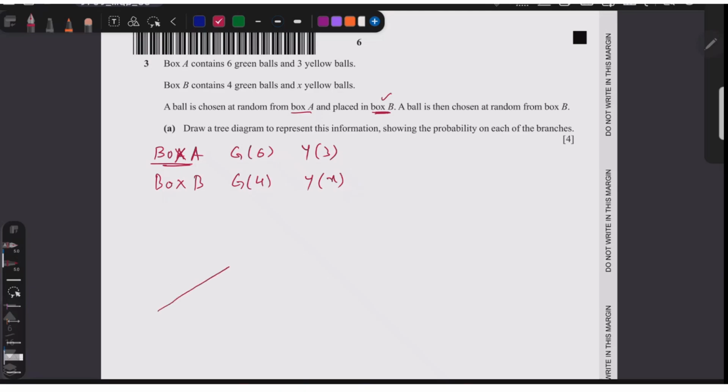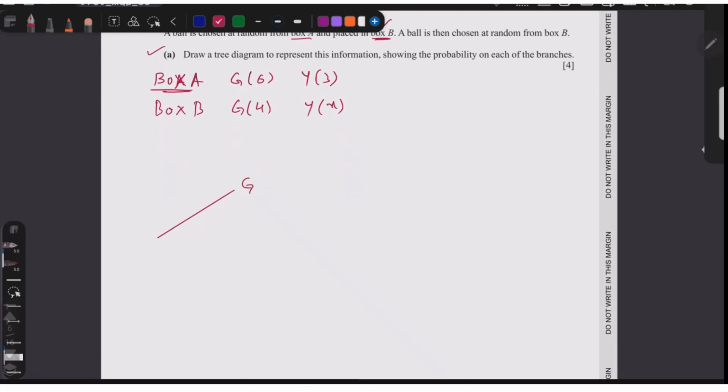So it would depend upon which color you are selecting. If we draw the tree diagram, as in part A we need to develop the tree diagram, let's have a green ball and yellow balls: 6 over 9 and 3 over 9, as this is from box A. When you pick one green ball and put it in box B, it becomes 5 green balls and the total would be X plus 5, as the total in box B is X plus 4. So when you add 1, the total becomes X plus 5.